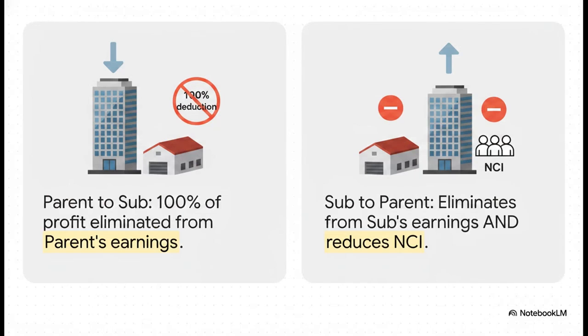But here is the massive aha moment that trips up so many people. Who actually takes the hit for that elimination? Well, it entirely depends on the direction of the sale. In a downstream sale, so the parent selling to the subsidiary, the profit was obviously made by the parent, so we eliminate 100% of that unrealized profit straight out of the parent's retained earnings. Simple. But in an upstream sale, where the subsidiary sells to the parent, the profit was made by the subsidiary. And because the minority shareholders actually own a piece of that subsidiary, eliminating that profit hits the subsidiary's retained earnings and proportionally reduces the non-controlling interest. You see? Upstream sales are super dangerous because they directly impact the minority.